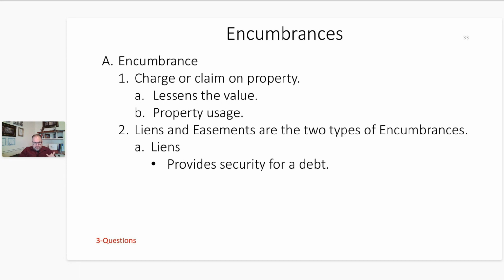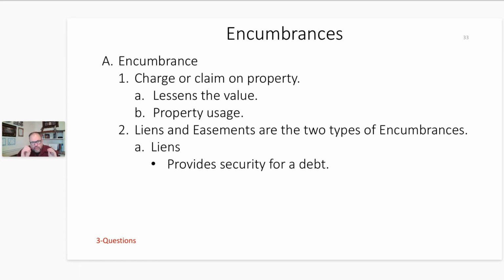You remember the terms appurtenant easement, easement by necessity, easement in gross, the right for one to use the land of another. Okay, you remember those terms? Those easements and those liens that are on this property encumber. So always think of an umbrella over the property that has liens and easements on it. It does lessen the value and it does have certain property usage associated with it. Okay, liens and easements.